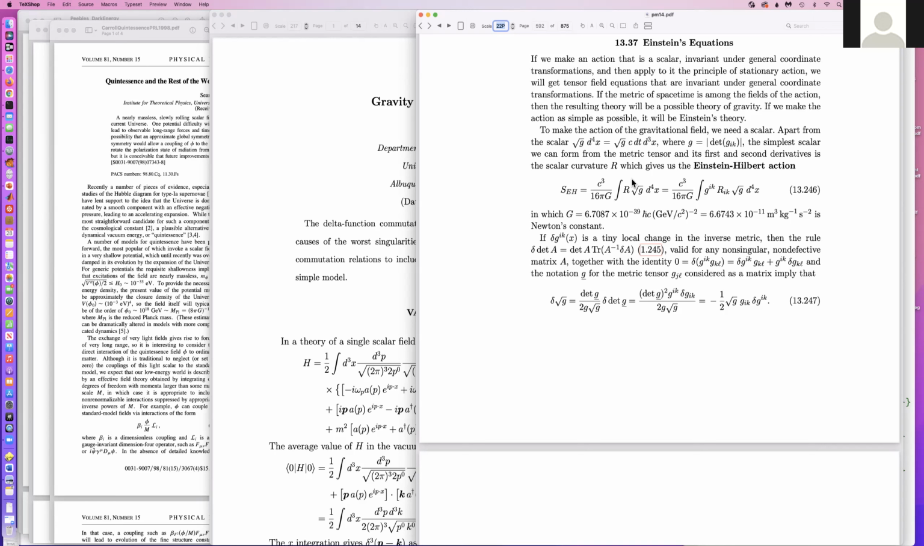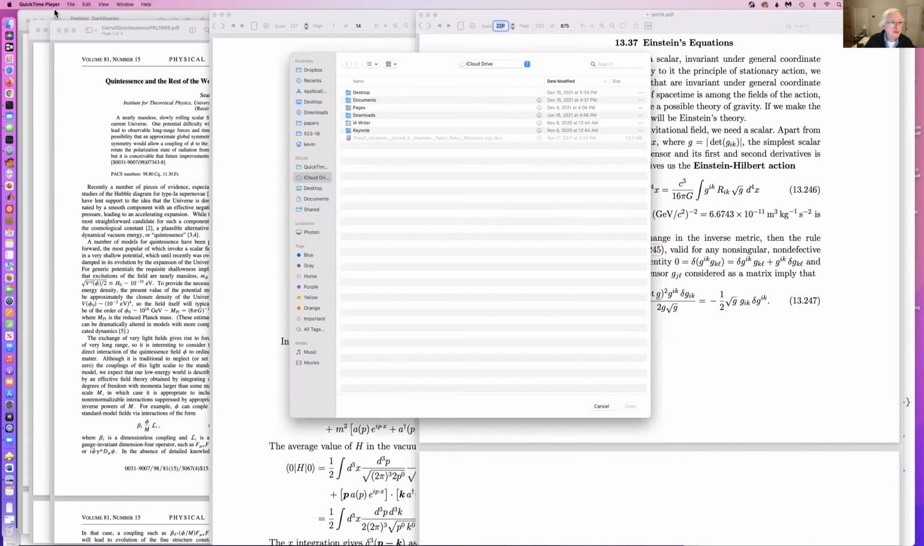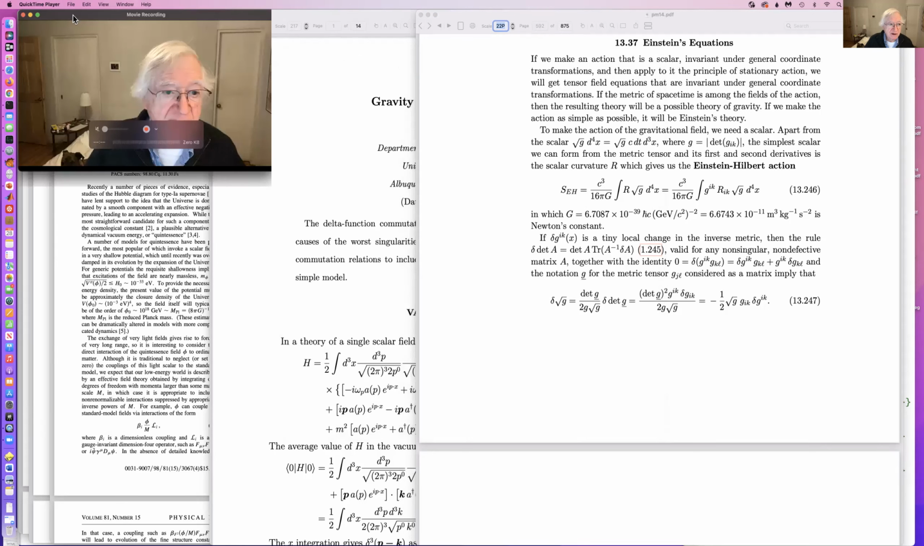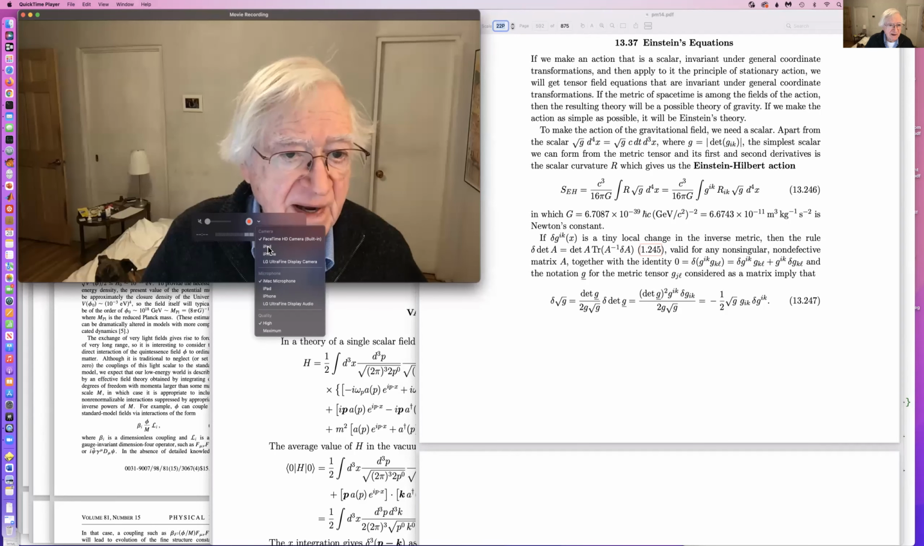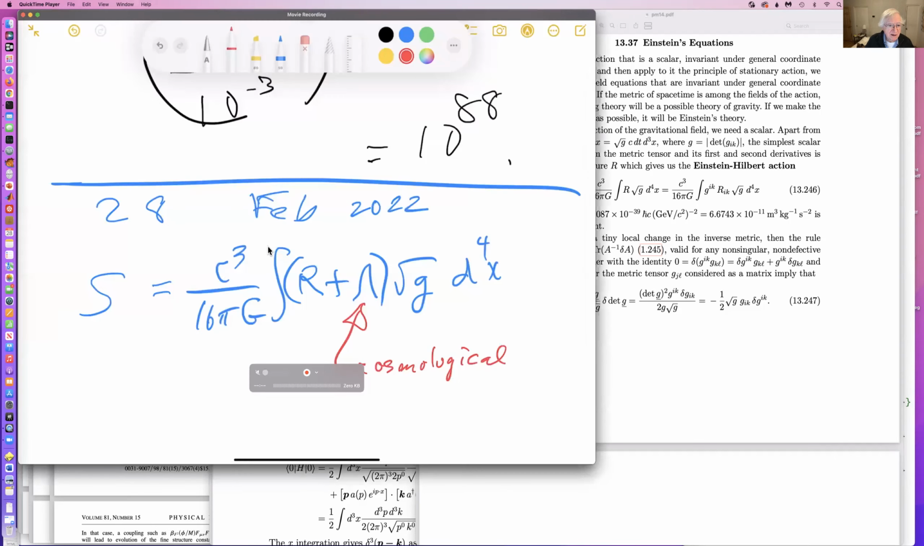Where is it? Are you drawing on the? Oh shoot! Yeah, thank you. I need to get this going under QuickTime, assuming that QuickTime is going to work for me. File, new movie recording, iPad. There we are. Right. Oh, okay.